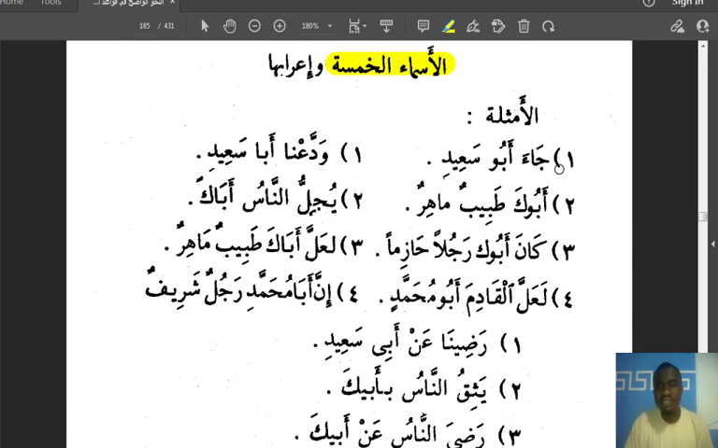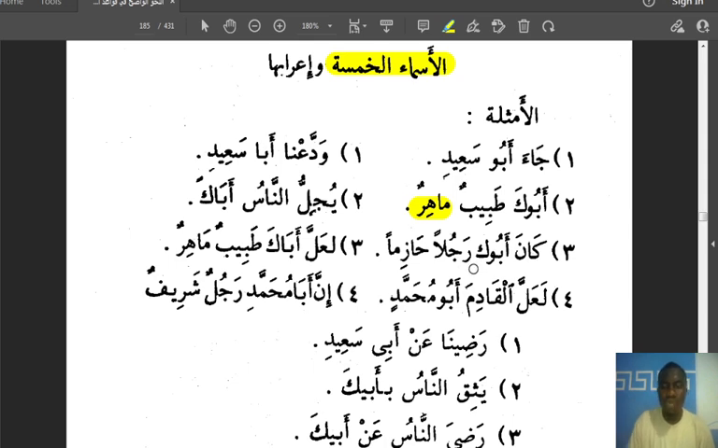Al-Amthila, examples. He says Ja'a Abu Sa'idin. Abu Sa'id came. If you want to open it up, it means that the father of Sa'id came. Abuka tabibun mahirun. Your father is an expert doctor. Mahir means expert, well versed in what he's doing. Your father is a dexterous doctor. Your father is a well versed doctor. Abuka tabibun mahirun.